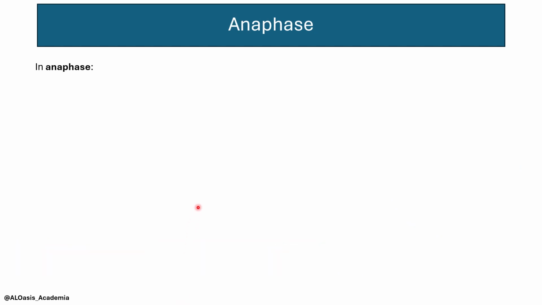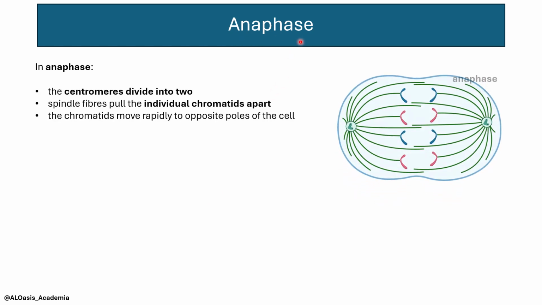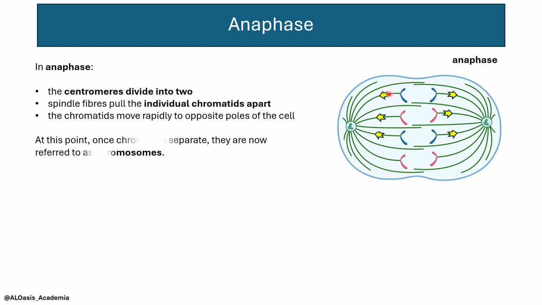So once the chromosomes line up at the equator of the cell, now the next stage starts, which is the anaphase. During the anaphase, different things happen. The first thing is that the centromeres that used to join two sister chromatids together will be divided into two pieces. And then the spindle fibers, as we can see here, will be contracting, pulling the sister chromatids toward opposite poles.